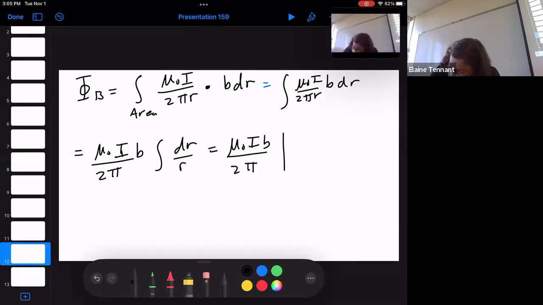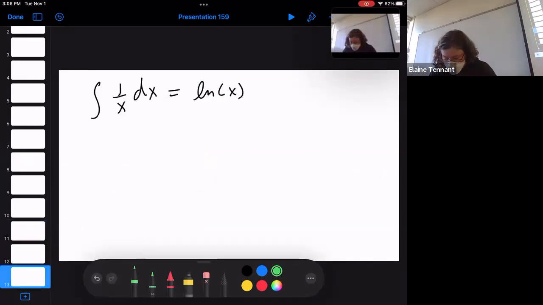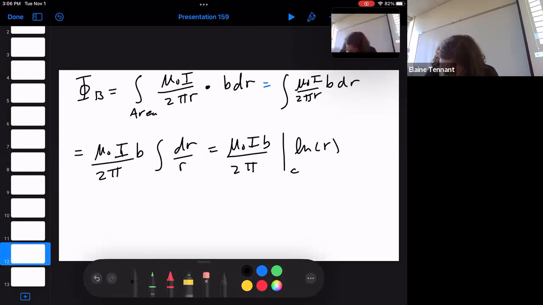Of course, we need to put in limits to this integral. So r starts at the wire and goes out. We're integrating a whole bunch of little drs here. Where should we start adding up drs and where should we end? Start at c, end at c plus a, perfect. That looks pretty good.